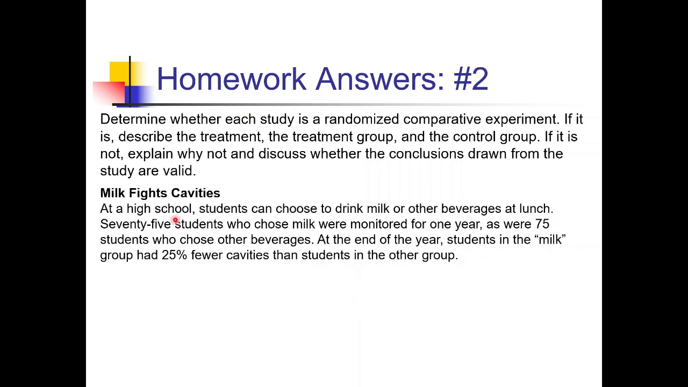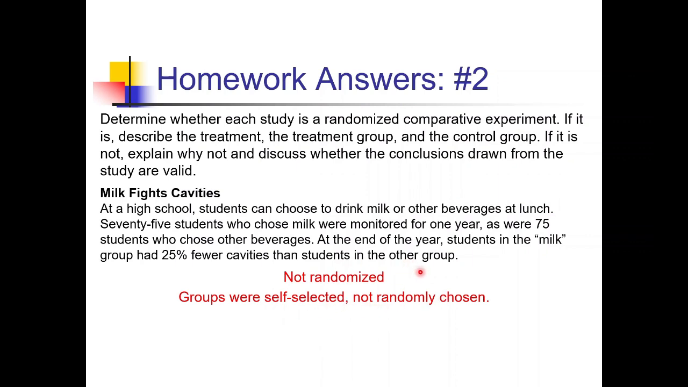For this problem, they're telling us that at a high school, students can choose to drink milk or other beverages at lunch. 75 students who chose milk were monitored for 1 year, as were 75 students who chose other beverages. At the end of the year, students in the milk group had 25% fewer cavities than students in the other group. So is this a randomized study? Well, it's not, because the students were allowed to choose which beverage they were drinking. So not randomized. Again, it's the self-selection piece that causes it to not be randomized.